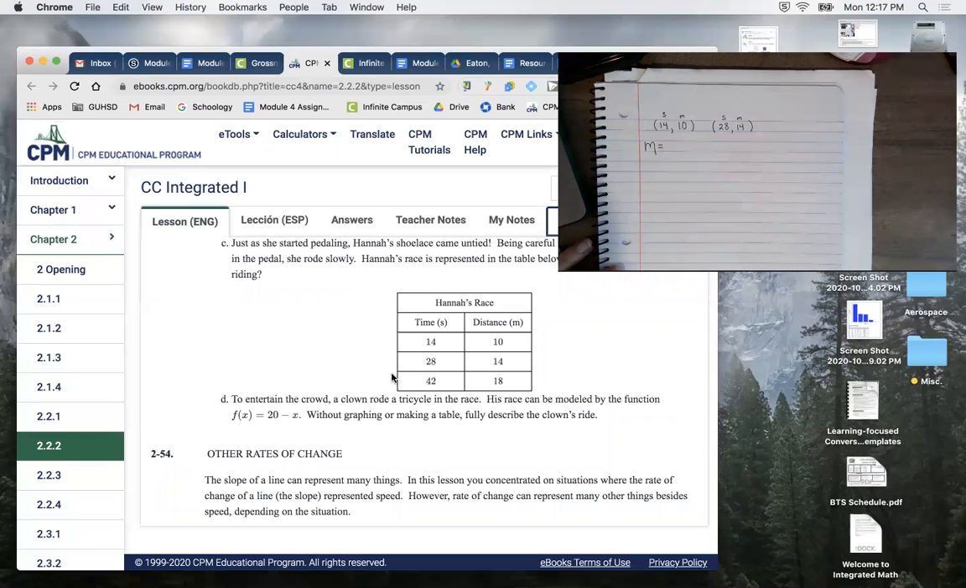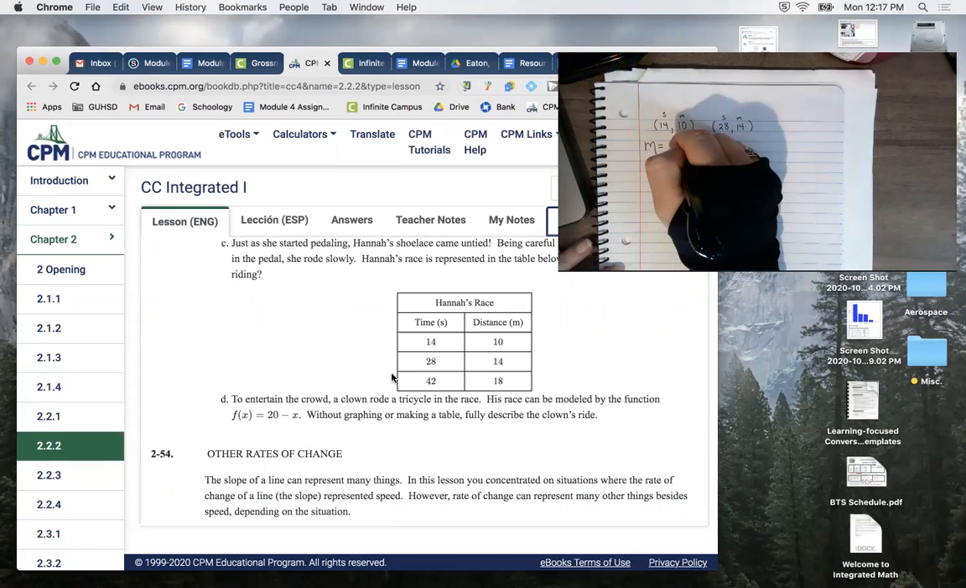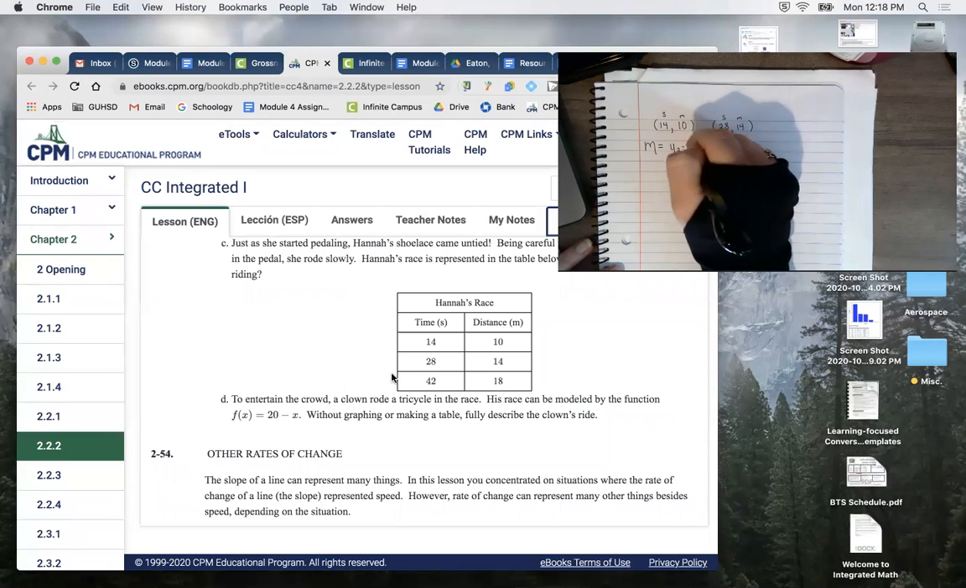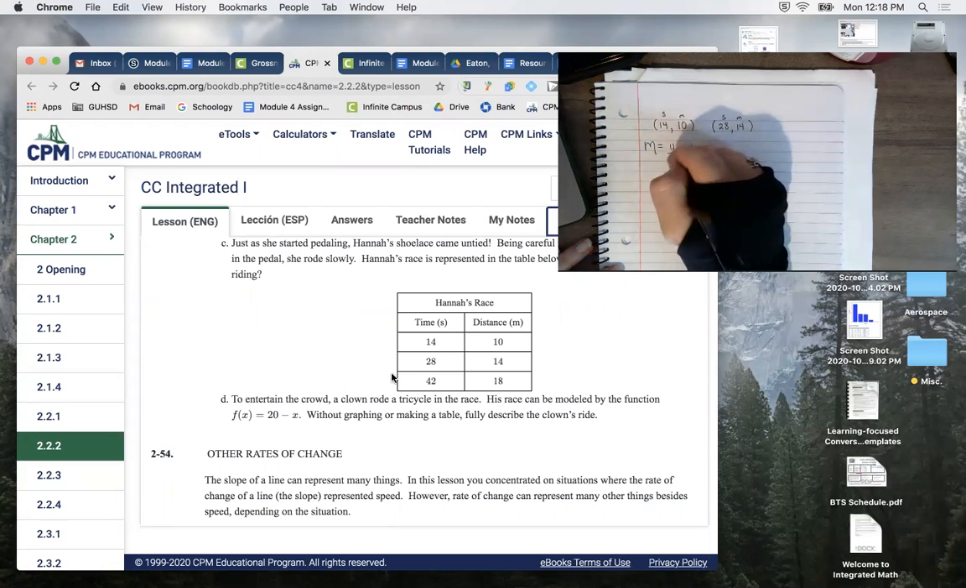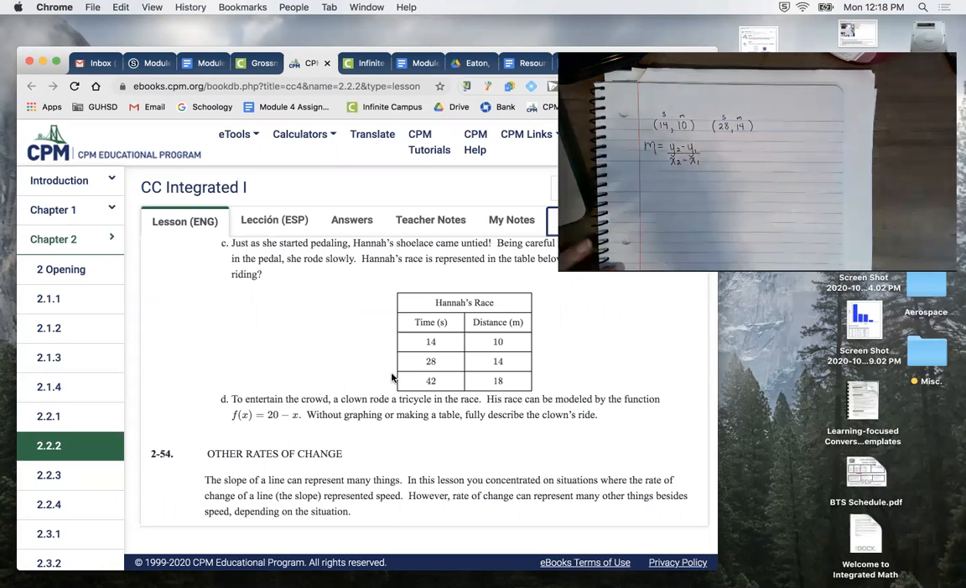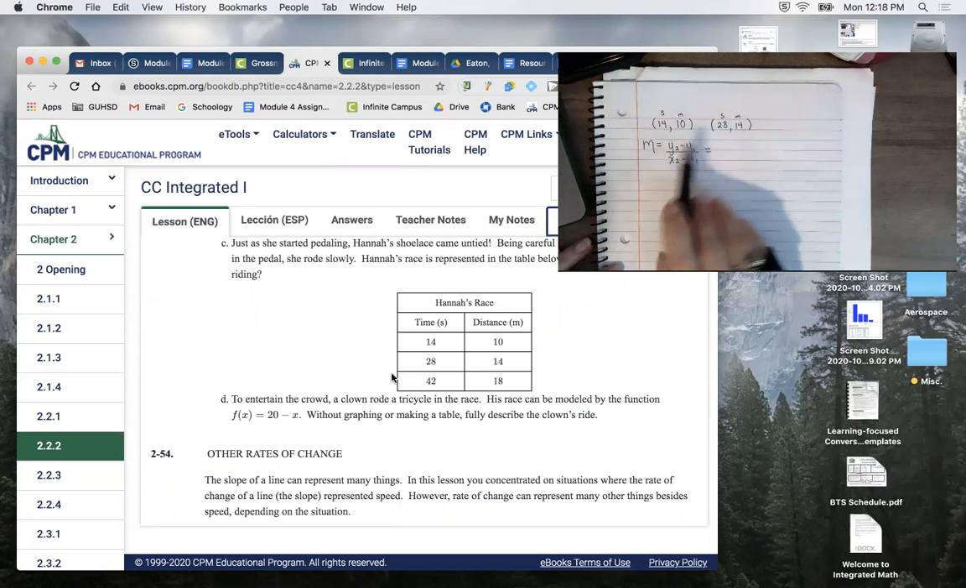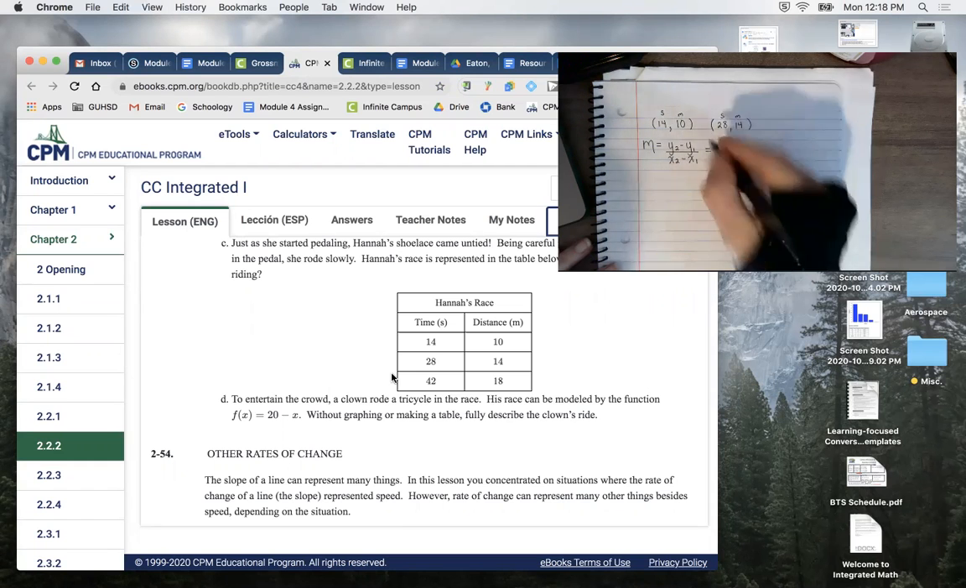So I'm going to take my m equals, and just a quick reminder, we take the difference in our y's first, like how much do we travel on our y's, over the difference in our x's. So I'm going to take my y difference, 14 minus 10. I could have done 10 minus 14. It just matters that you use the same point. So if I did 10 minus 14, I would have to come back here and do that over 14 minus 28. So instead, I'm going to choose this point. So I'm going to do 14 minus 10.